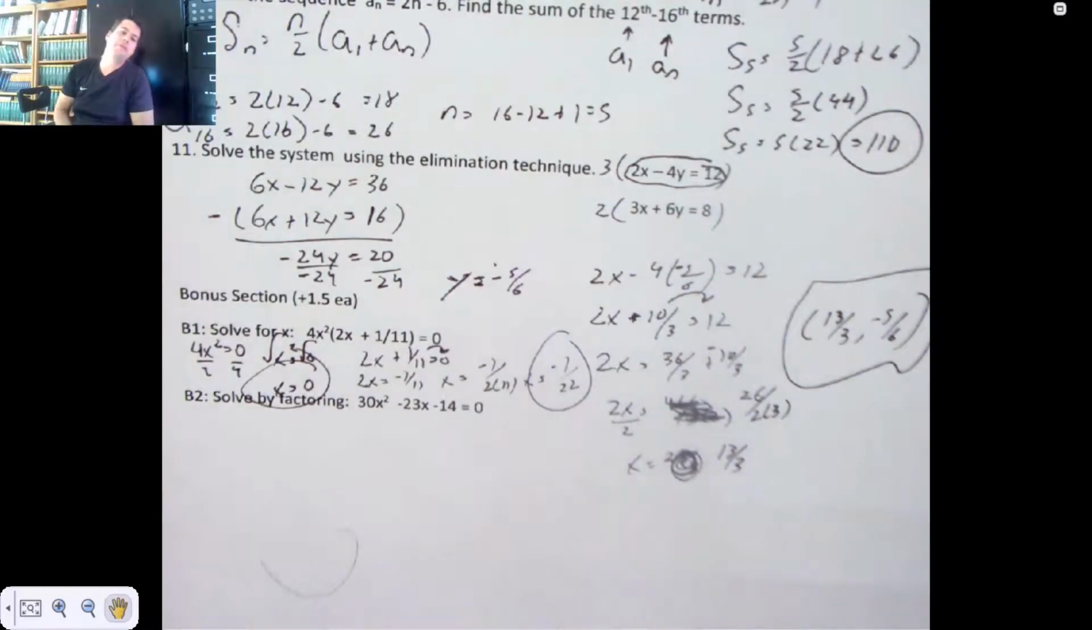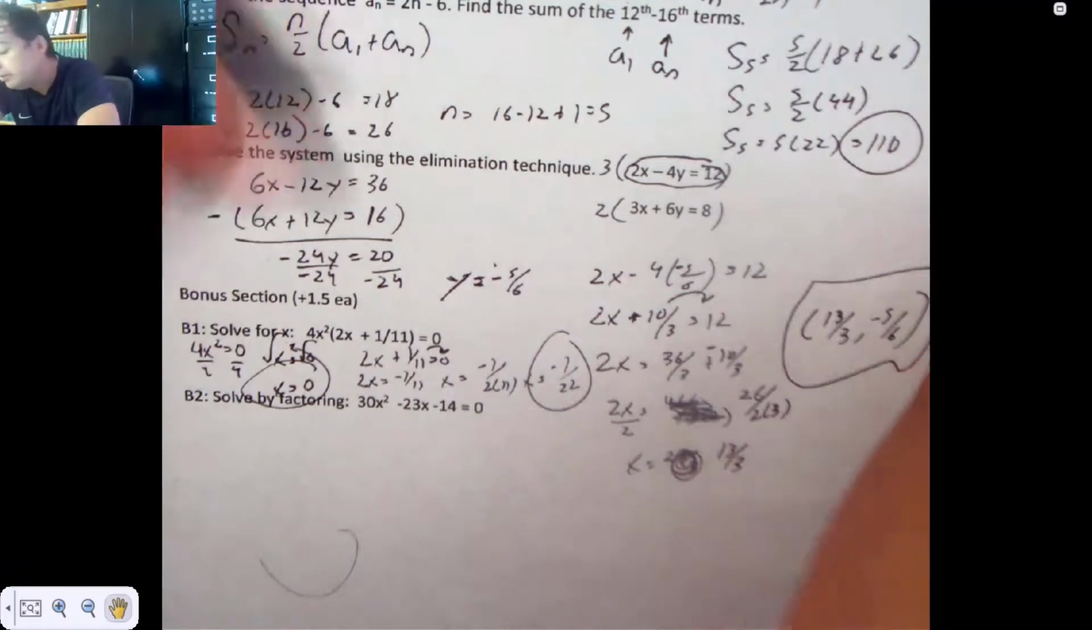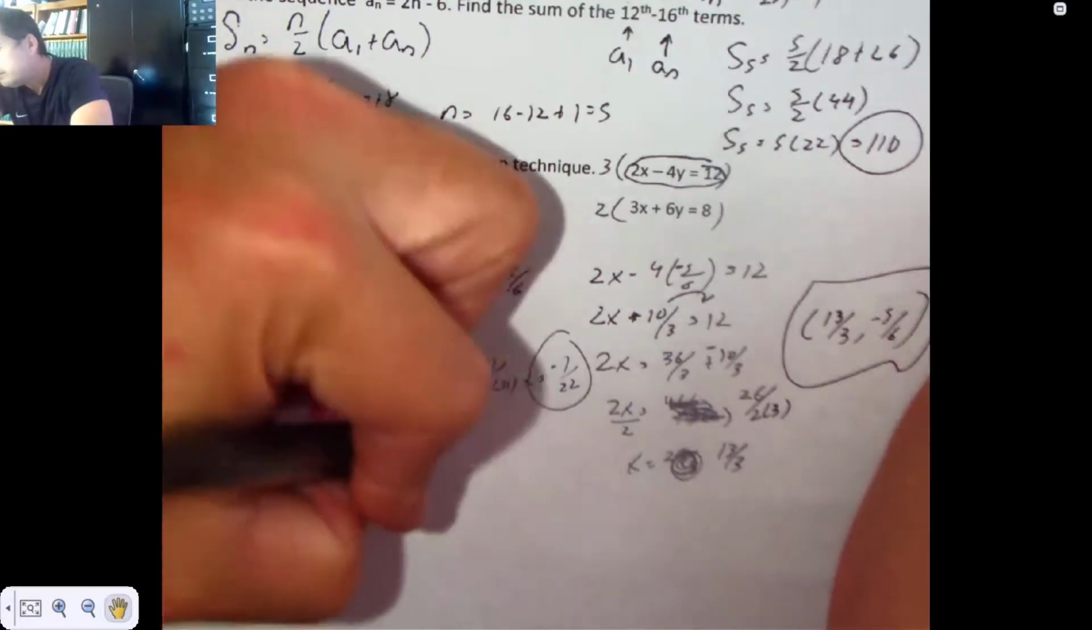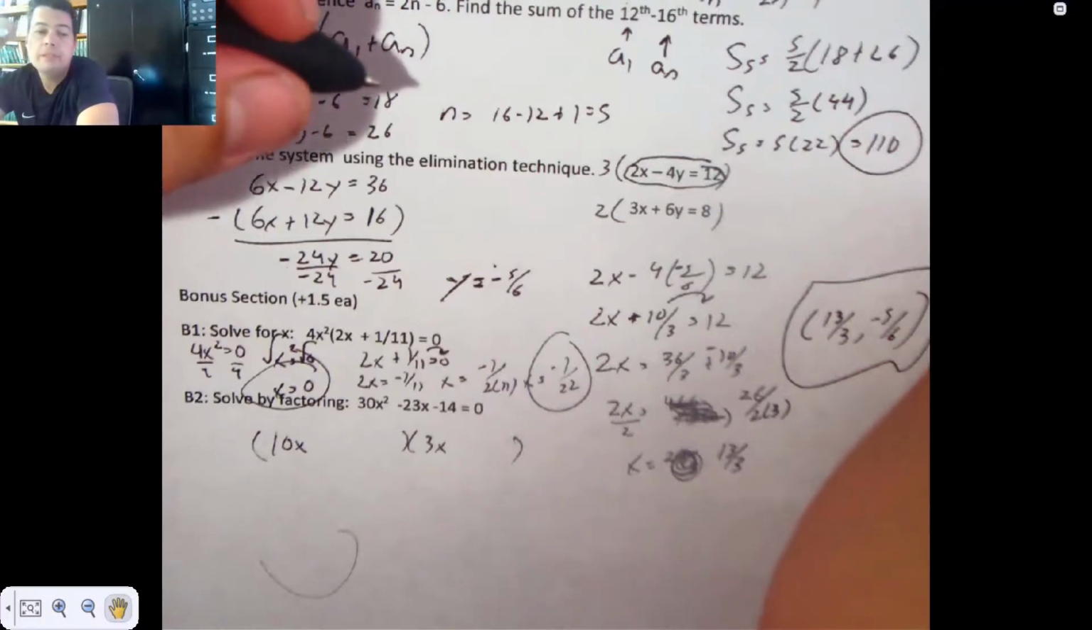Bonus 2 is solved by factoring. 30x squared minus 23x minus 14 is nothing. These will be the last factoring bonuses, by the way, because it's about to move into the main quiz. To get to a 30, I don't know. I'm going to go with 10x and 3x. It just makes sense. To get to a 14, probably 2 and 7.